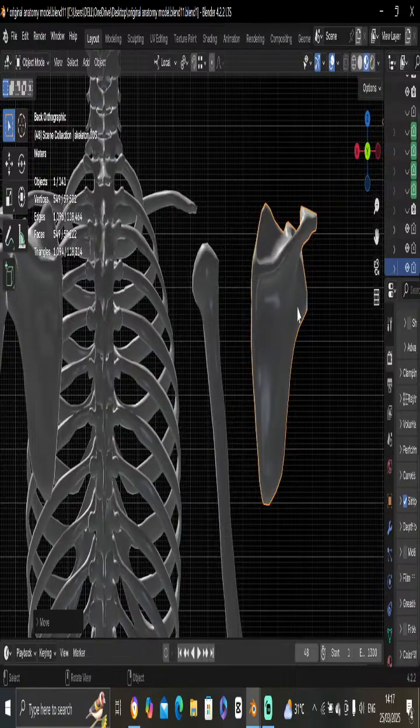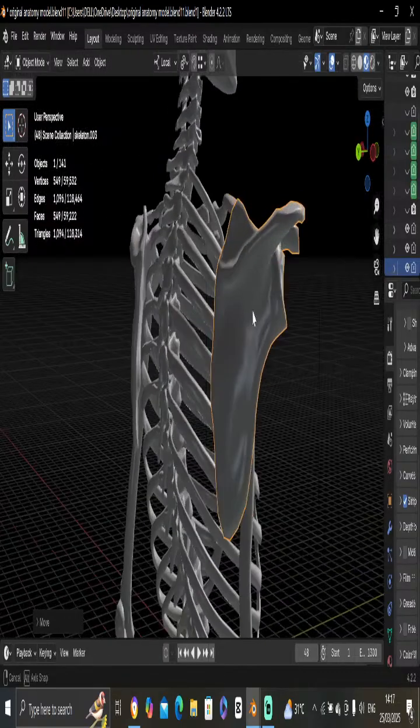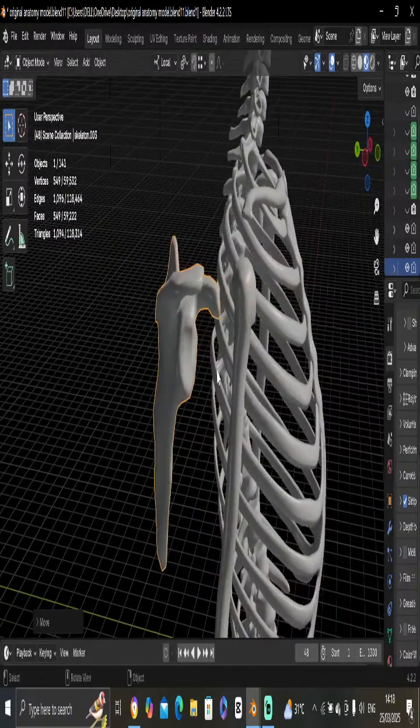Then where the lateral border meets with the superior border is known as the lateral angle of the scapula. But if we view it from the lateral side, we can see a lot of bony projections from the lateral angle. In fact, the lateral angle of the scapula has been modified into a cavity. We can see this shallow cavity over here. This is known as the glenoid cavity.